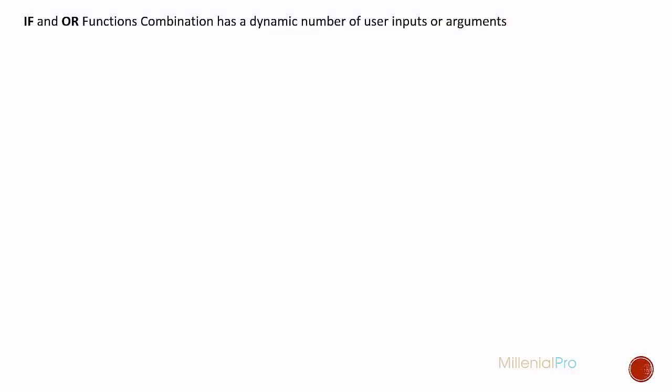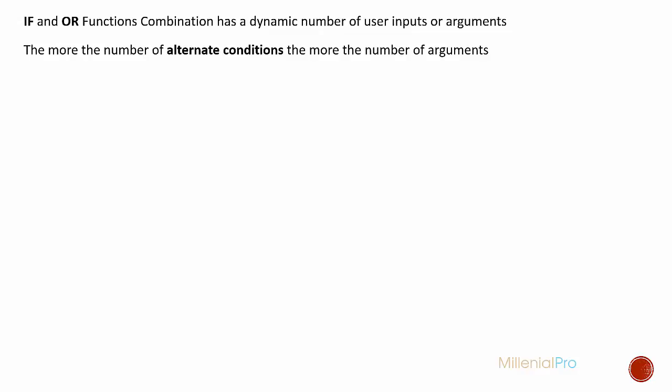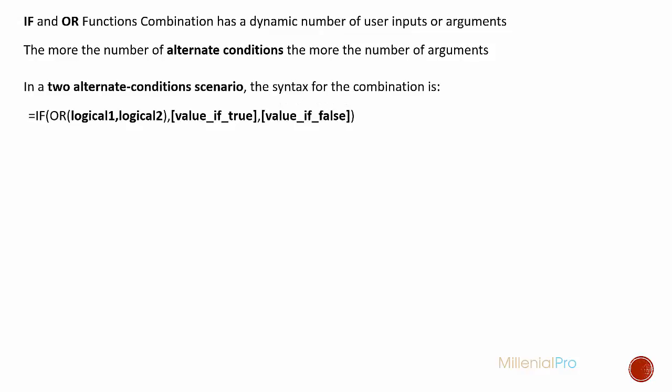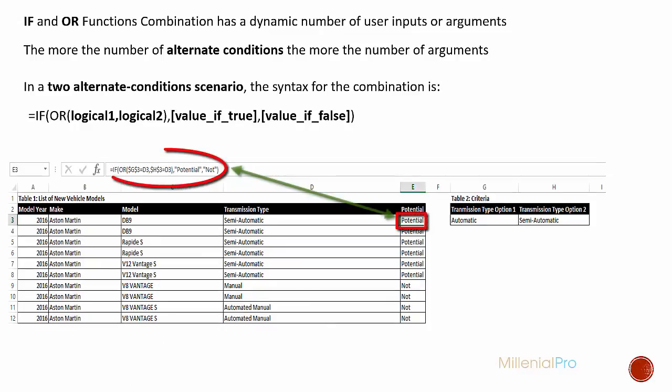The if and or combination has a dynamic number of user inputs or arguments. The more the number of alternate conditions, the more the number of arguments. In a two alternate condition scenario, the syntax for the combination is as follows. Here, you'll notice that we've listed logical 1 and 2, not logical test 1 and 2, unlike your if and technique. This is because the two logical items are not separate tests. Instead, they're treated as a substitute or alternative of each other. Hence the keyword OR.